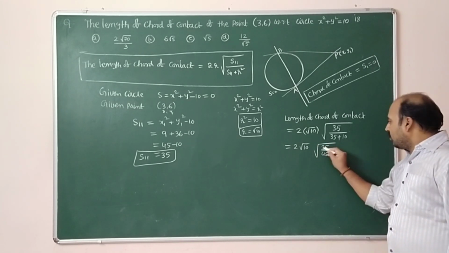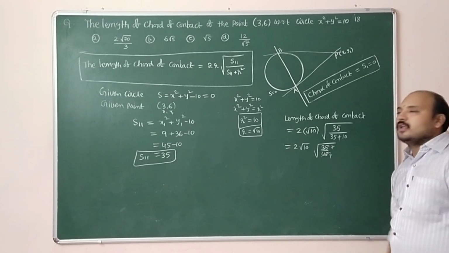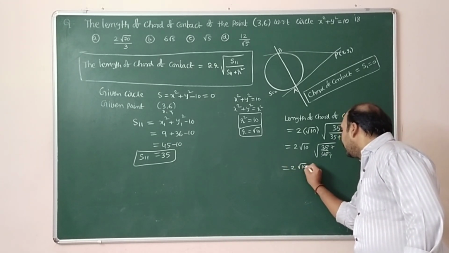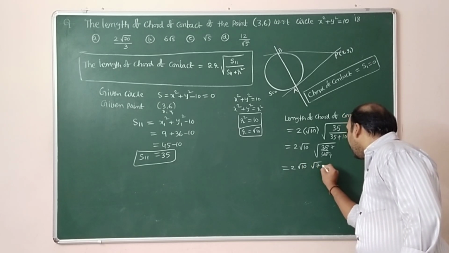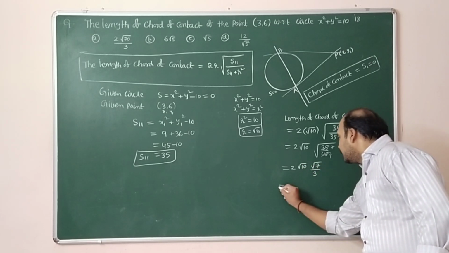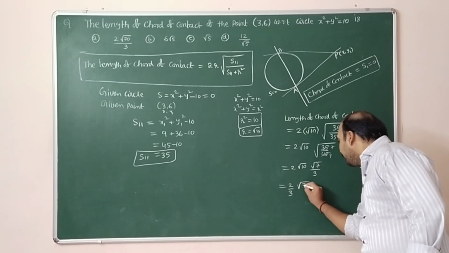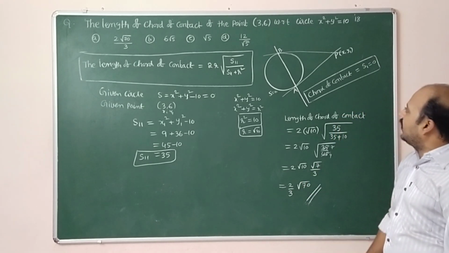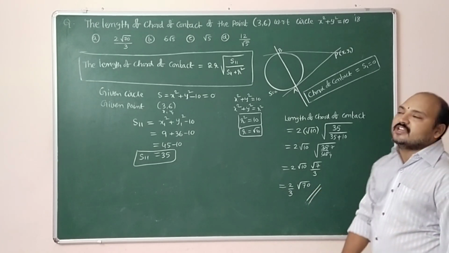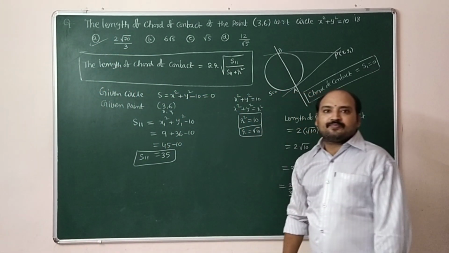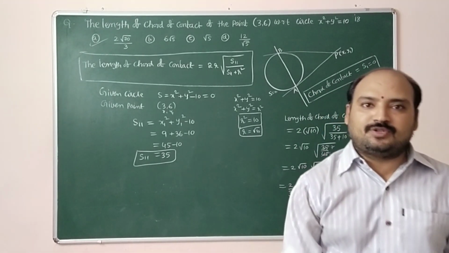So 5 table: 5 sevens are 35, 5 nines are 45. 9 you can take outside, 3 will come. So 2 root 10 into root 7 by root 9. Root 9 means 3, so that is equal to 2 by 3. Root 10 into root 7 is root 70. So therefore the length of the chord is 2 by 3 into root 70, which is there in the first option. We will go to the next question.